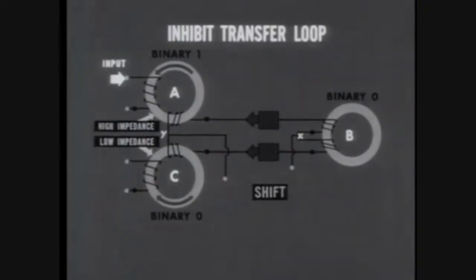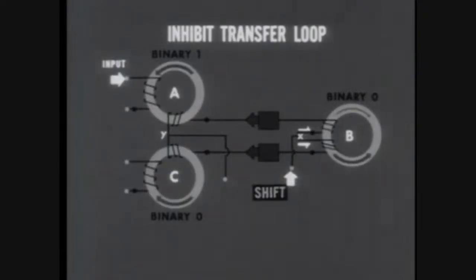When the shift pulse is applied, it divides unequally. The upper branch, which comes up against the high impedance at core A, is small. The lower branch, which has only the low impedance at core C to overcome, is large. The result at core B is the same as it was with the split winding loop, a weak negative flux and a strong positive flux, and therefore B is switched to the binary 1 state.